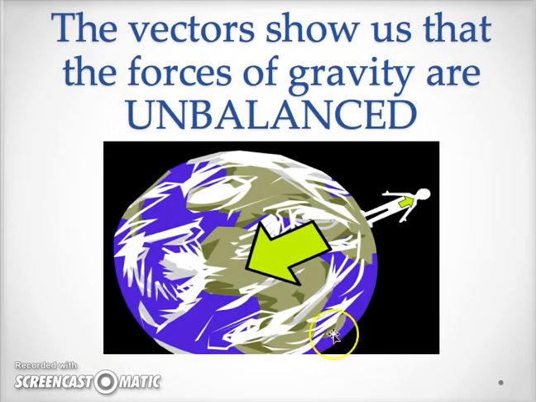Going back to this picture that we looked at with gravity, these vectors are showing that the forces of gravity from the Earth compared to yours are unbalanced forces, which is why if the force of gravity is pulling on you and you don't have anything under your feet, you're going to fall straight down to the earth.